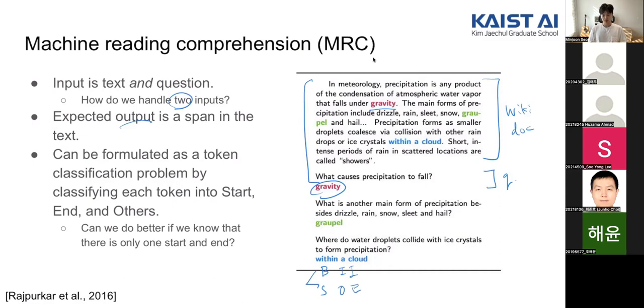But there's one more thing we can do better than this. We know that there will be only one start and one end. Then if you do classification at the token level, the problem is that it's possible that you might have multiple S. Of course, if the model is good enough, then that might not happen, but we want to enforce that there is only one S. So unlike token classification, where you try to classify each token into S or E, we can do this better by trying to locate the start token in the entire token space.